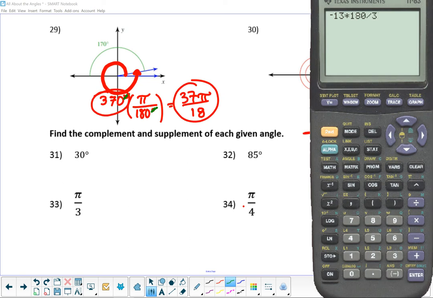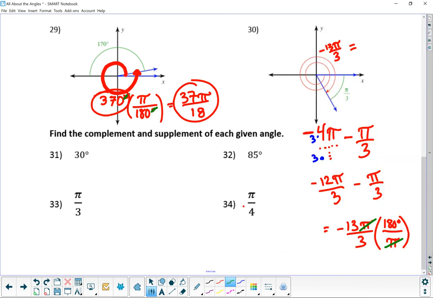Okay, so negative 13 times 180 divided by 3. And I just showed you guys that the parentheses didn't matter. Okay, if you want to be extra careful, you could, but it's not going to matter. And I'm going to get negative 780 degrees. So this is equivalent to negative 780 degrees. And these are my two answers.